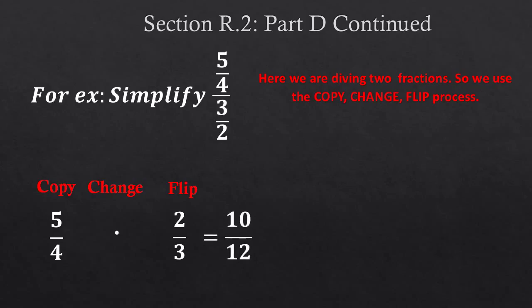So we will have 5 times 2, which is 10, and 4 times 3, which is 12. And both of them are reducible by 2. So if we did such, we will get a result of 5 over 6.